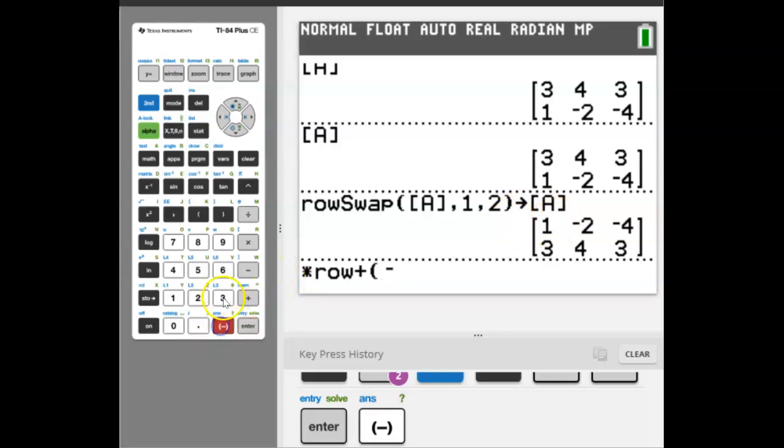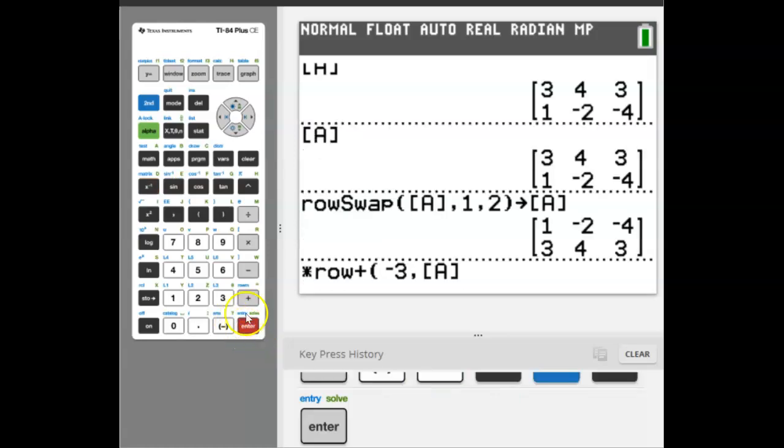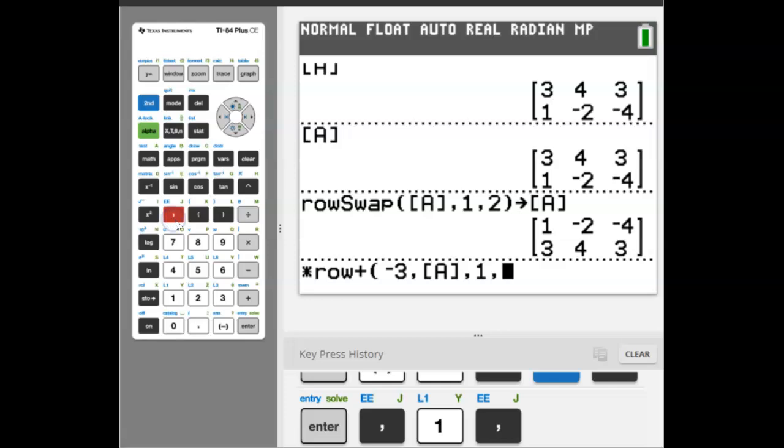So we're going to type negative 3, comma. Now we tell it what matrix to multiply negative 3 by, so second matrix, and we hit A, comma. We want to multiply negative 3 times row 1, so we put 1 and then comma. That was the multiply times row 1. And now we're going to add it to row 2.